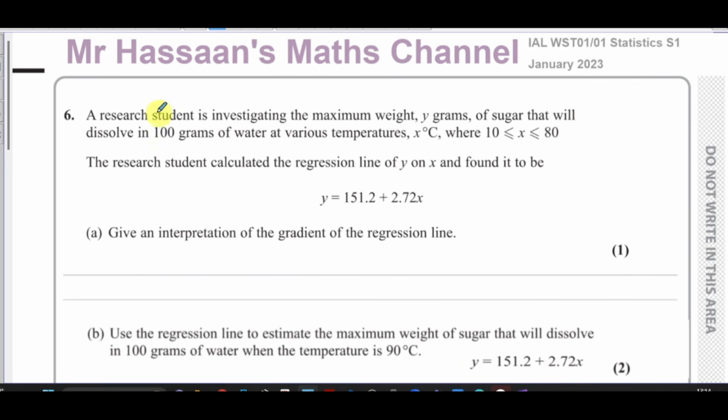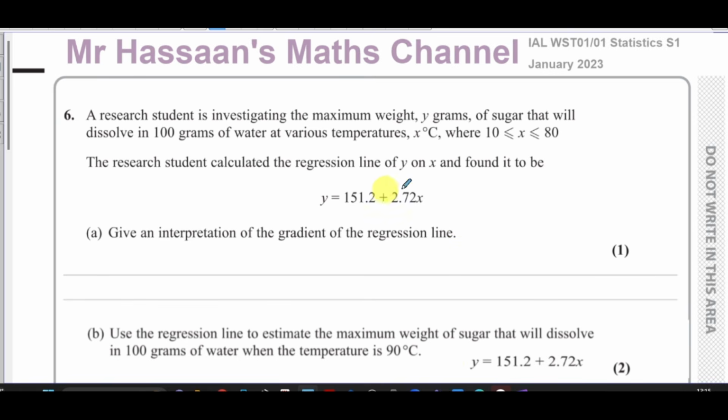International A-level paper. It says a research student is investigating the maximum weight y grams of sugar that will dissolve in 100 grams of water at various temperatures, x degrees Celsius, where x is between 10 and 80. The research student calculated the regression line of y on x and found it to be y equals 151.2 plus 2.72x. Give an interpretation of the gradient of the regression line.